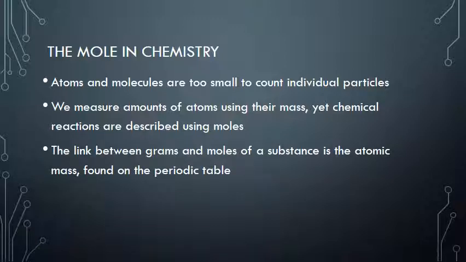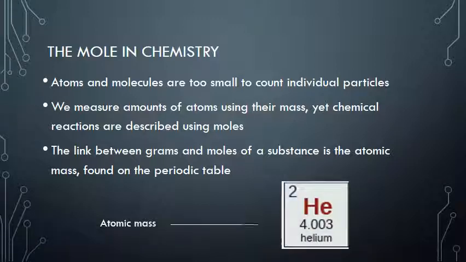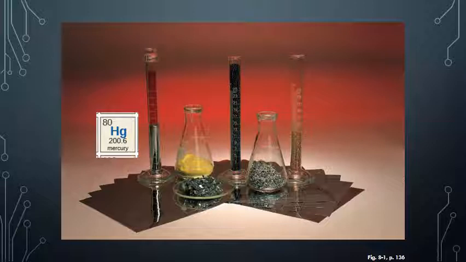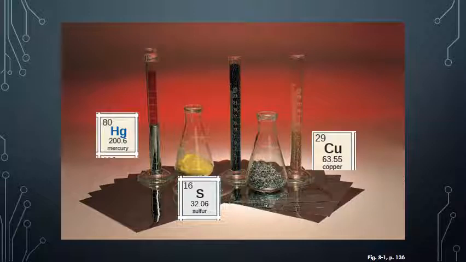So what we have to do is convert between grams that we measure and moles that we calculate with. And that link is the atomic mass, and that's found on the periodic table. If you remember from the periodic table lecture, the atomic mass is the number below the symbol and above the name of the elements on our periodic table. So the amount of mercury that we see, 1 mole, is 200.6 grams. 1 mole of sulfur is 32.06 grams. 1 mole of copper, 63.55. And so it goes for all the elements on the periodic table.